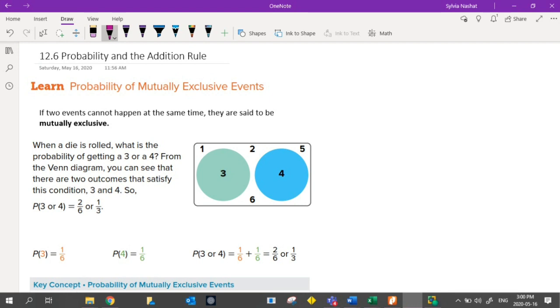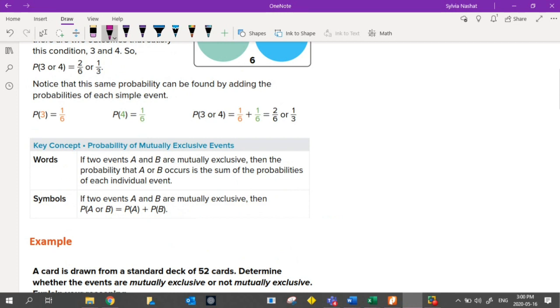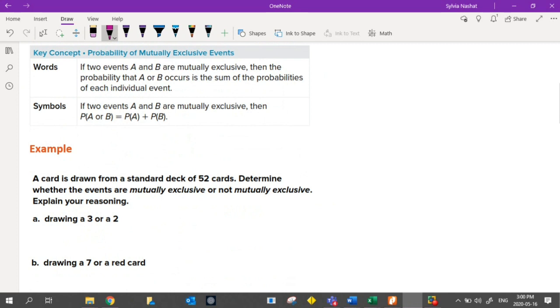So the probability of getting a number 3 or 4 will be 1 over 6 plus 1 over 6. That is 2 over 6, or 1 over 3. So this takes us to the rule that says that for mutually exclusive events A and B, the probability of A or B happening is equal to the probability of A plus the probability of B when they do not have intersections between them.